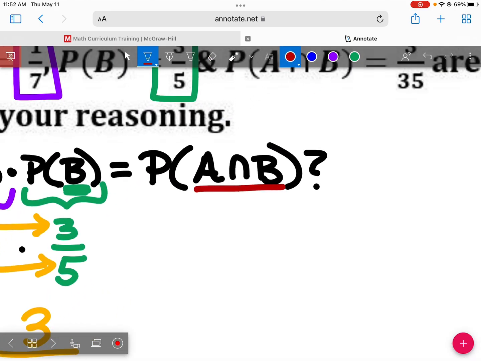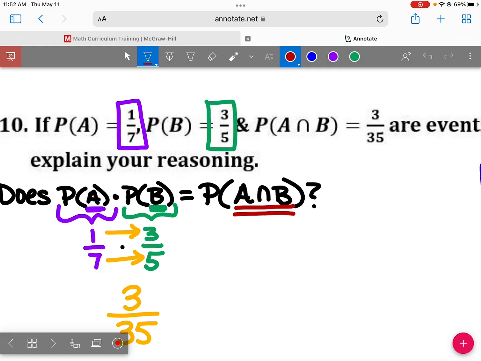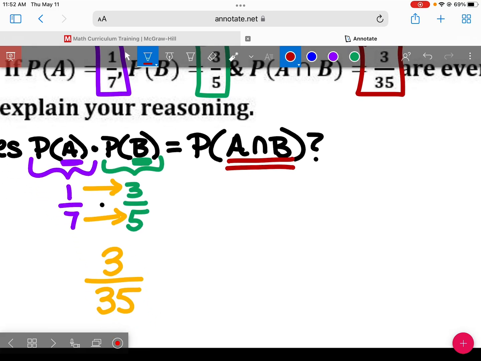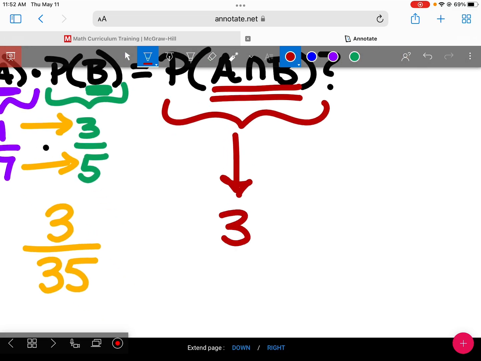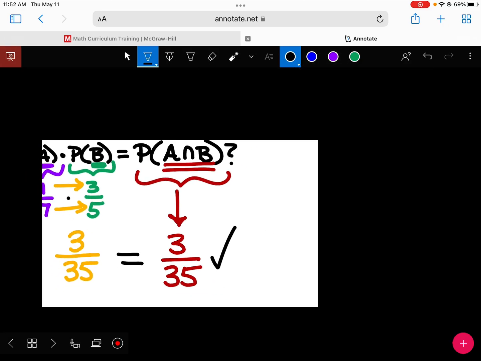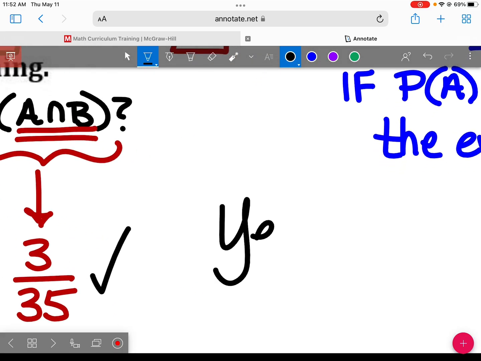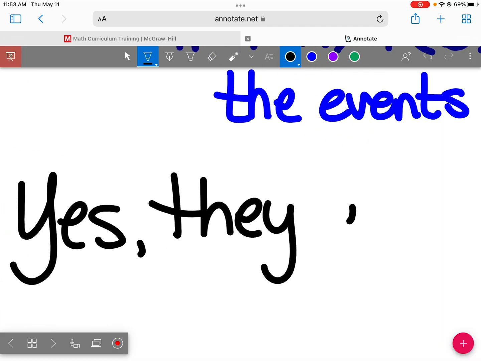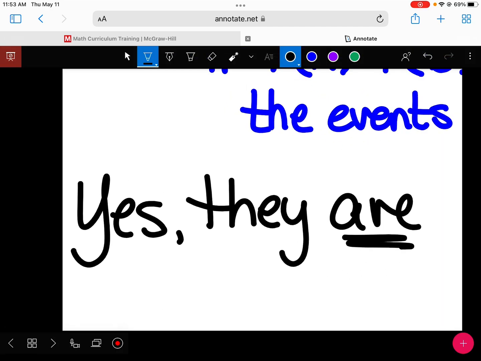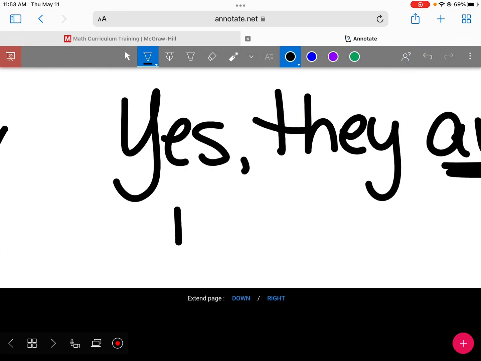What do I know about the probability of A and B? It is 3 over 35. They are independent. Why? Came out to be the same thing, right? They are equal. So yes, they are independent events.